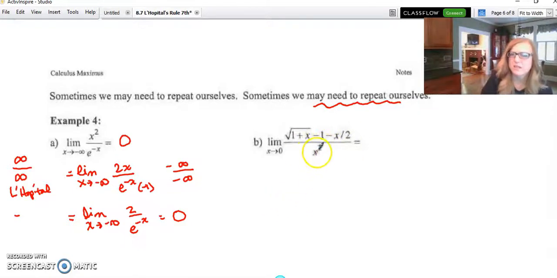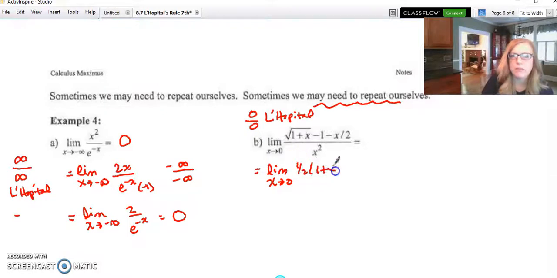Same thing here. Now this is really ugly, and I definitely don't want to use the rational conjugate on this. If I plug in 0, you are going to get 0 over 0. So we've checked that, and we know that we can use L'Hopital. And because of this weirdness, I don't really want to use the conjugate on it. So I am going to do the derivative. So this would be 1/2, 1 plus x to the negative 1/2 times 1. That's 0, and then minus 1/2 over 2x. If you check again, you are going to end up with a form of 0 over 0. So you do want to keep going.